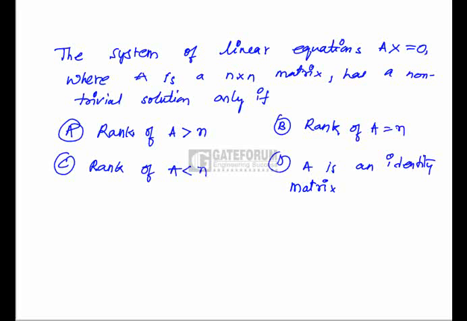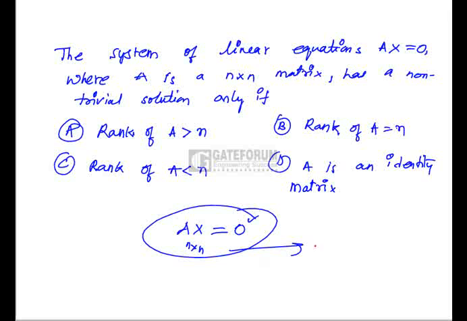The system of linear equations Ax equals 0, where A is an n by n matrix, has a non-trivial solution only if... Now, he has given a system of linear equations defined as Ax equals 0, null matrix, and A is of order n by n, which has a non-trivial solution. This system of linear equations will have a non-trivial solution. Then he's asking what is the property. Now, it's a straightforward question, which is nothing but the properties of non-trivial solutions. If the rank of A is less than the order of the matrix, which is n, then only the non-trivial solution exists. So the answer is option C.